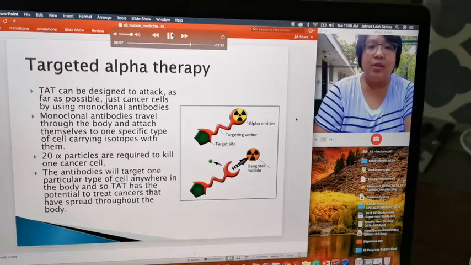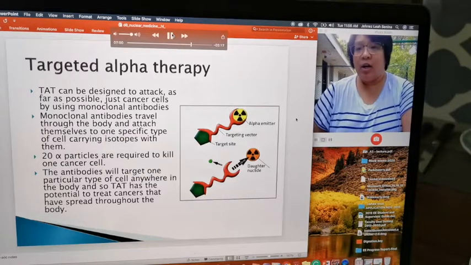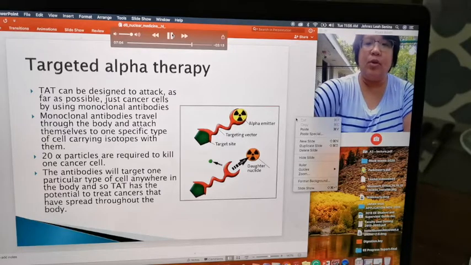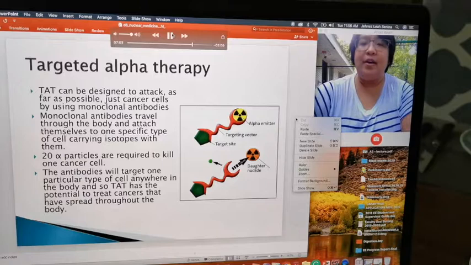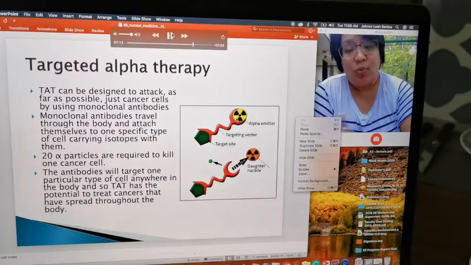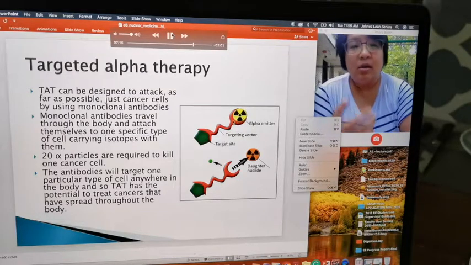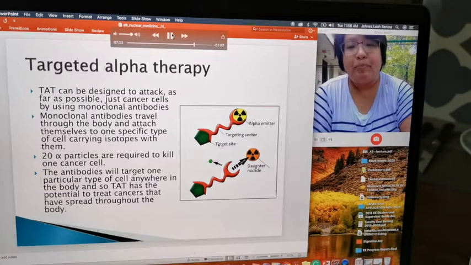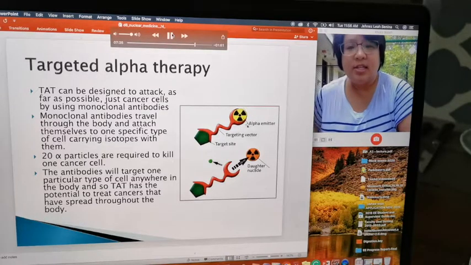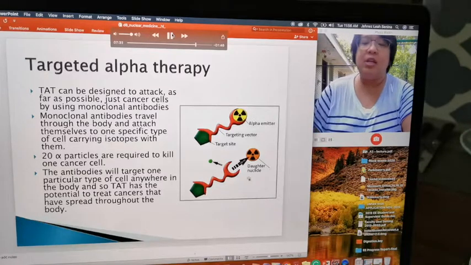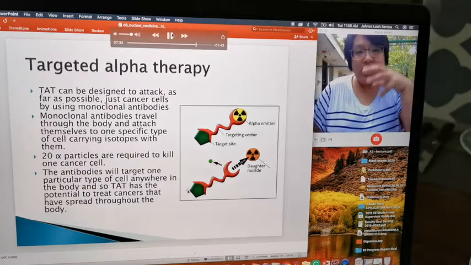Okay, so let's continue. Now, targeted alpha therapy. This is another treatment that you need to know. For targeted alpha therapy, you inject a radioisotope that disintegrates and releases alpha radiation. Once it's in the target site, it disintegrates, and alpha radiation is much stronger than beta radiation. So as it disintegrates, it kills the cell where it's attached.